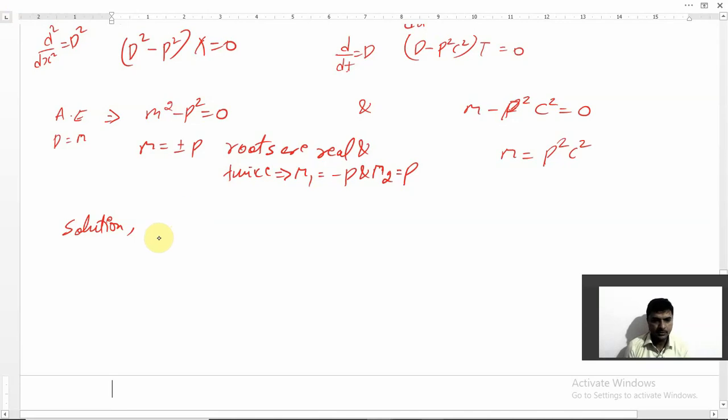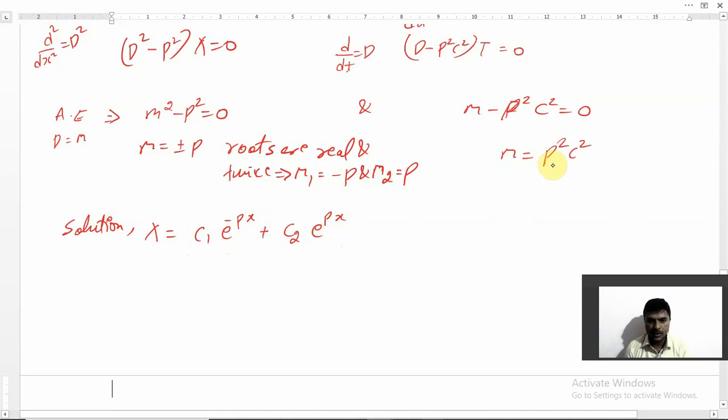So what will be the equation, friends? This is x is equal to c1 e raised to, first I am going to take m1, so it is minus p x. This is the general equation we have from the formula. c2 e raised to, here I am going to take now m2, it is p x. So this is the solution. Directly we get the solution using the formula.